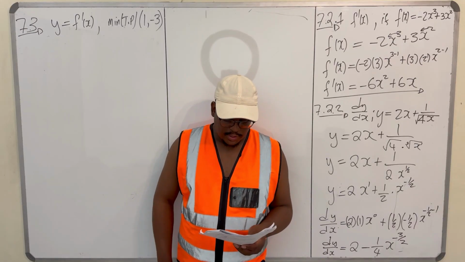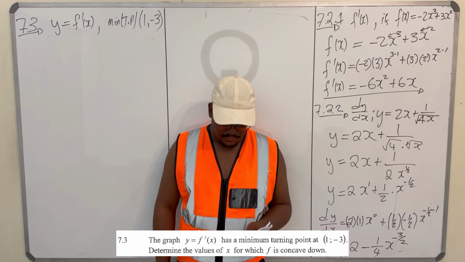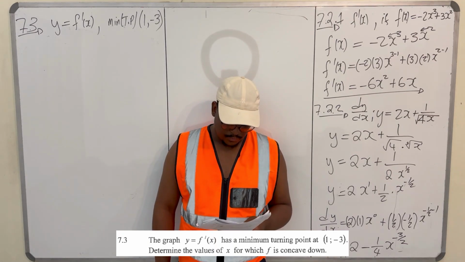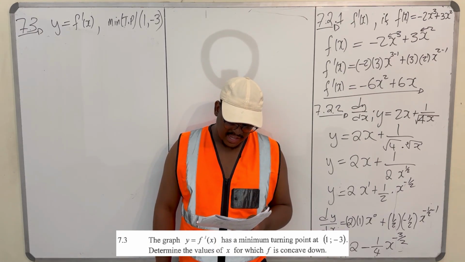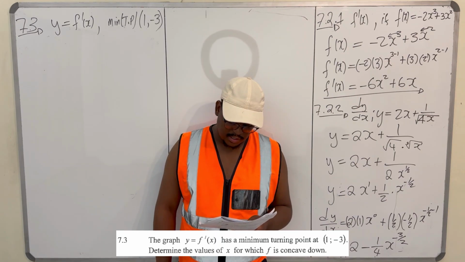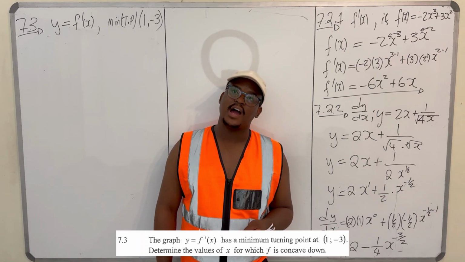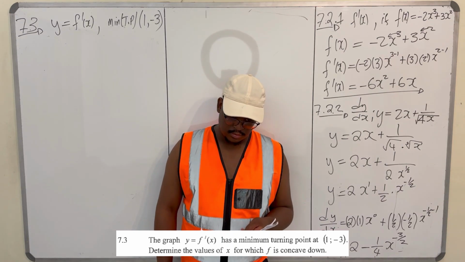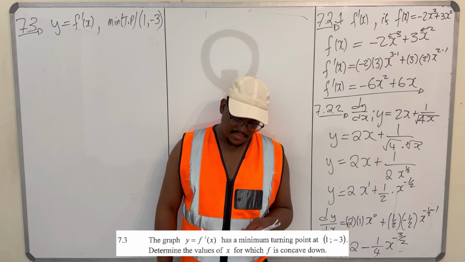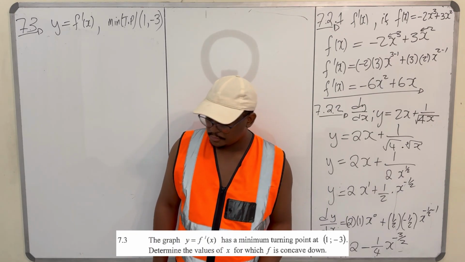Okay, so now we're doing 7.3, right? So 7.3 reads as follows. The graph of f prime has a minimum turning point at (1, -3). Determine the values of x for which the graph is concave down. Let me read this again. They're saying the graph of f prime has a minimum turning point at (1, -3). Determine the values of x for which f is concave down.